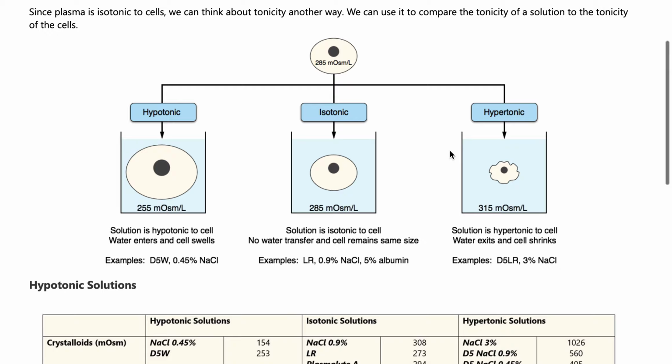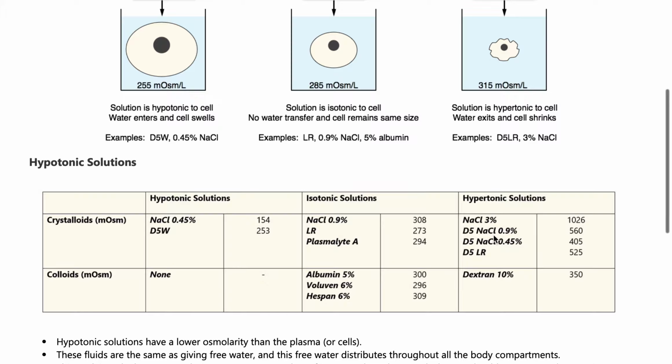And then all the way to the right, there's hypertonic, which is 315 milliosmoles surrounding the cell. The solution is hypertonic to the cell, therefore water exits the cell and it shrinks. We'll get into examples on each of these.